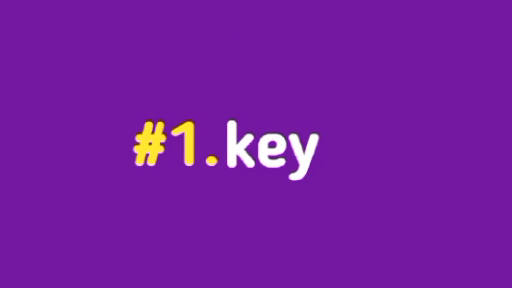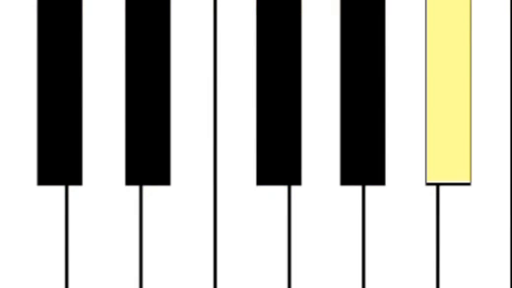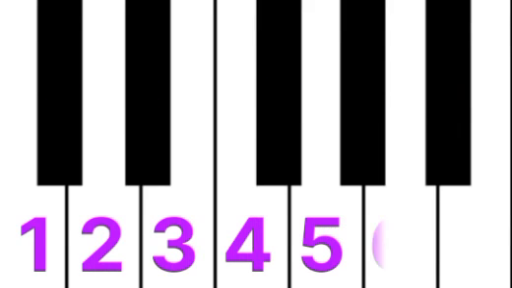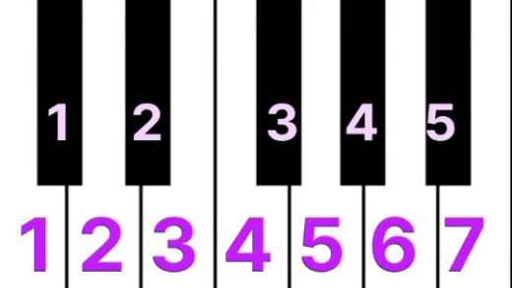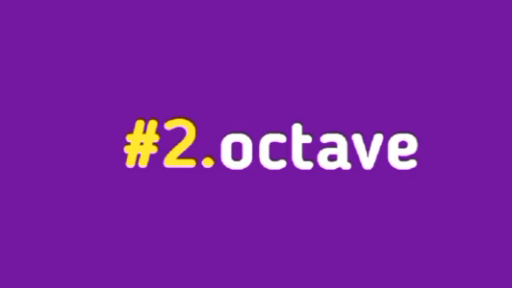So the first term we'll be starting with is the term key. Keys are simply all these white and black repeating objects you see on the piano. They are divided into two colors, white and black. The whites are essentially 7 in number, while the black are 5 in number, making a total of 12 keys all together on the piano. A group of these 12 keys is what we call an octave, which repeats itself all through the piano.